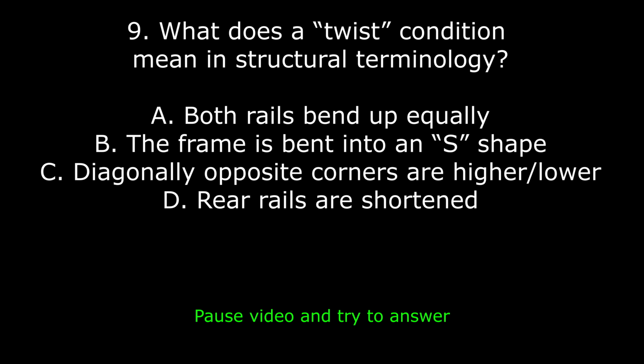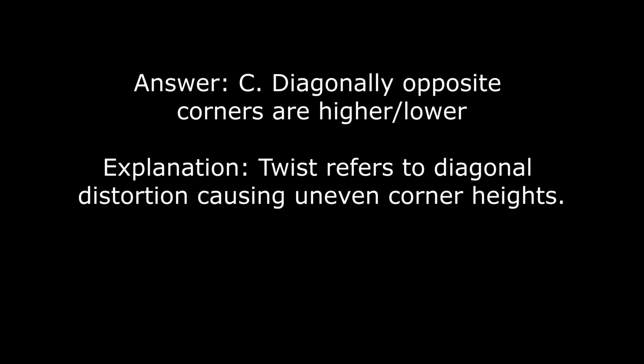Question 9. What does a twist condition mean in structural terminology? A. Both rails bend up equally. B. The frame is bent into an S shape. C. Diagonally opposite corners are higher or lower. D. Rear rails are shortened. Answer: C. Diagonally opposite corners are higher or lower. Explanation: twist refers to diagonal distortion, causing uneven corner heights.